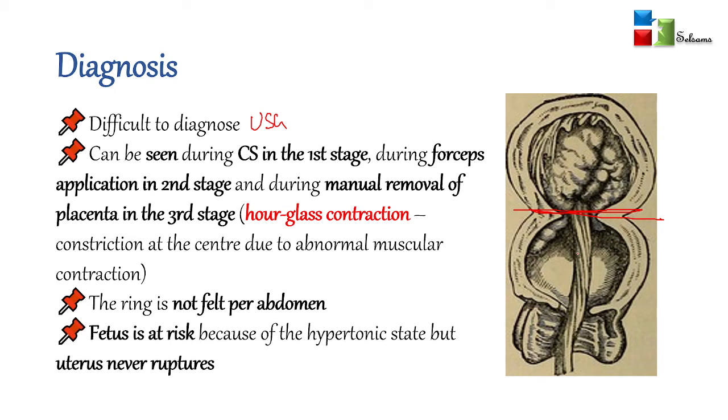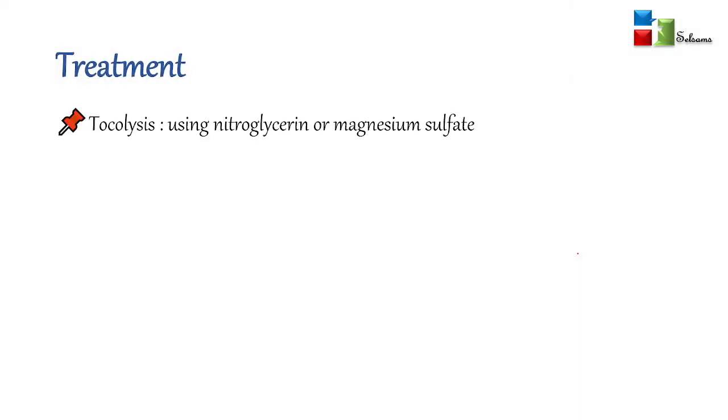The fetus is at rest because of hypertonic contraction, because of the oxytocin, the contraction has exceeded the normal limit. But the uterus never ruptures. What is the treatment? It's tocolysis. Toco means uterine contraction, the medical term. Lysis means breakdown.